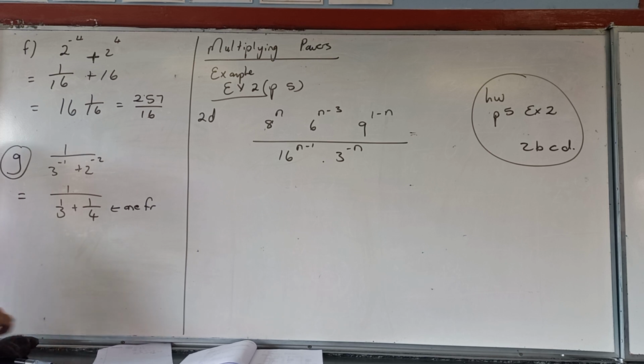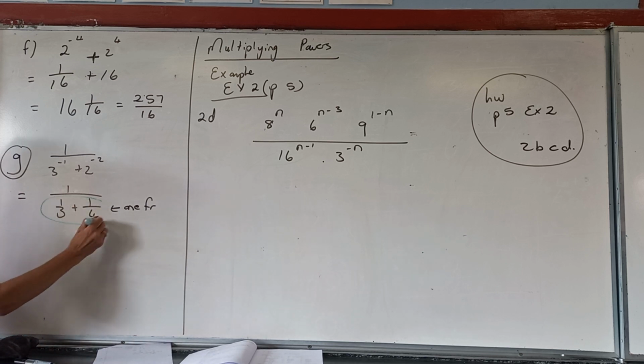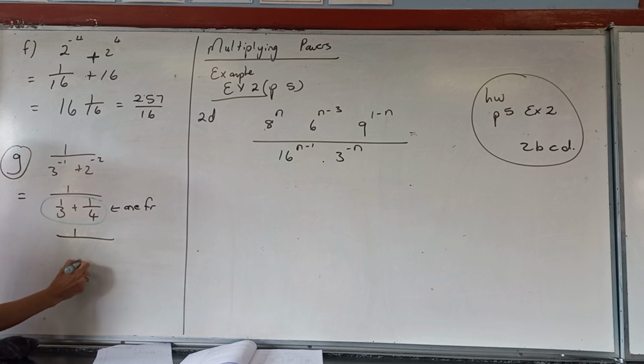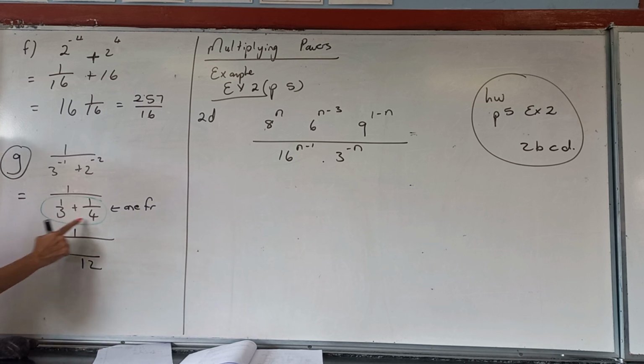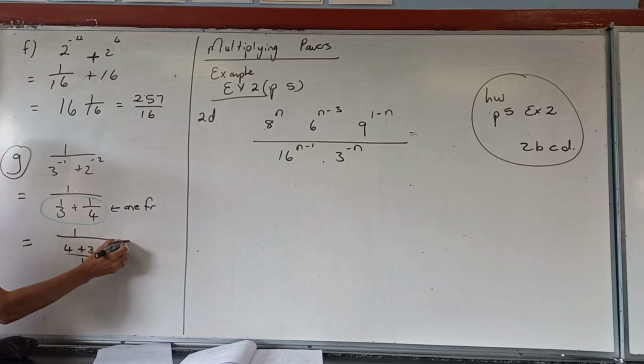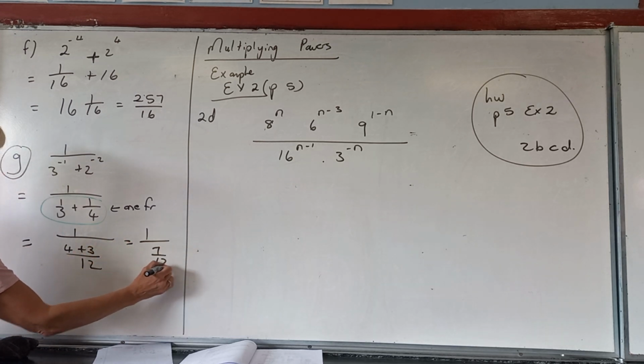But getting the LCD of 3 and 4 gives me 12. So at the bottom I've timed with 4. So time the top with 4 and you get 4. At the bottom you've timed with 3. At the top you time with 3 and you get 3. So that this is 1 over 7 over 12.